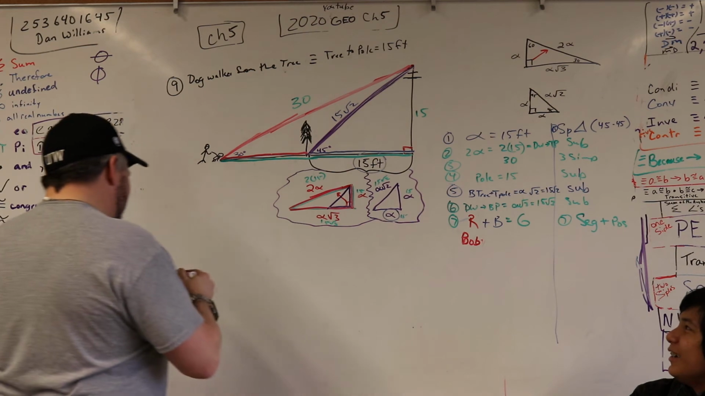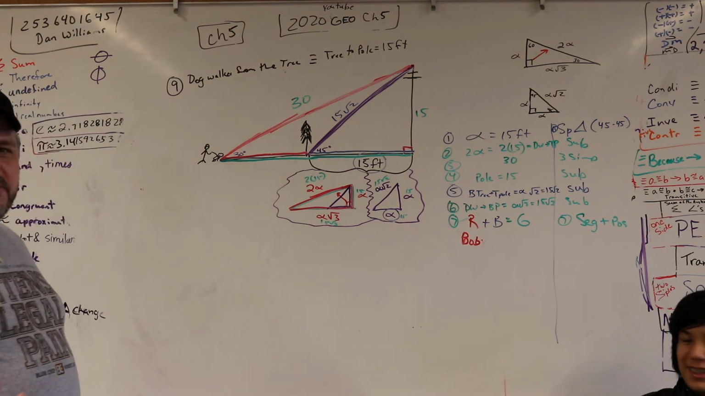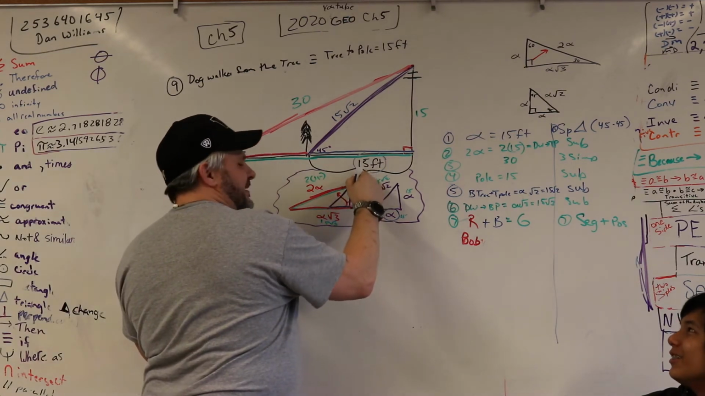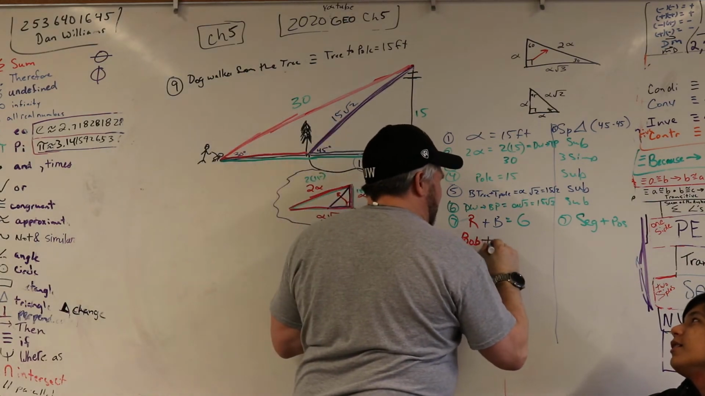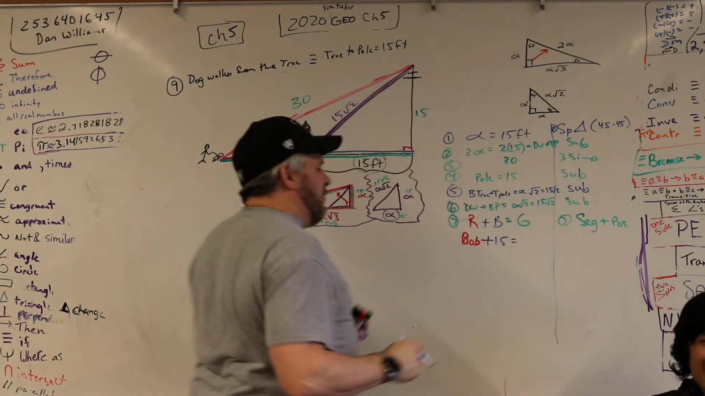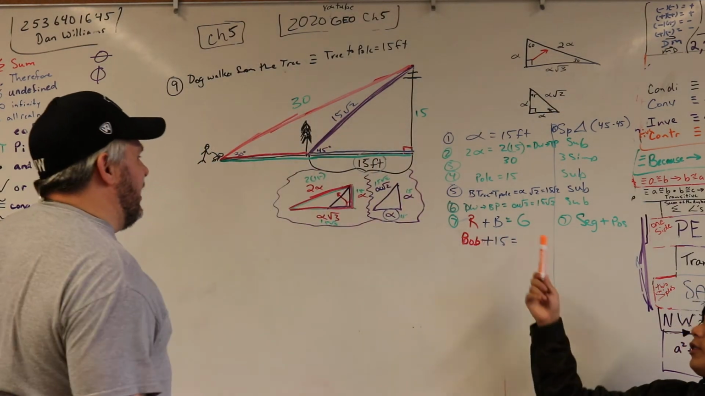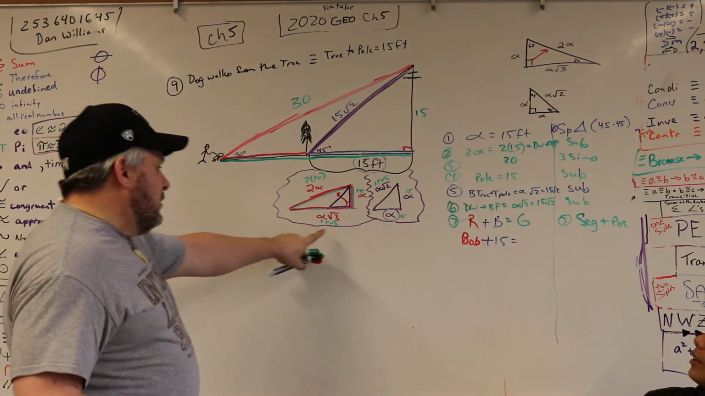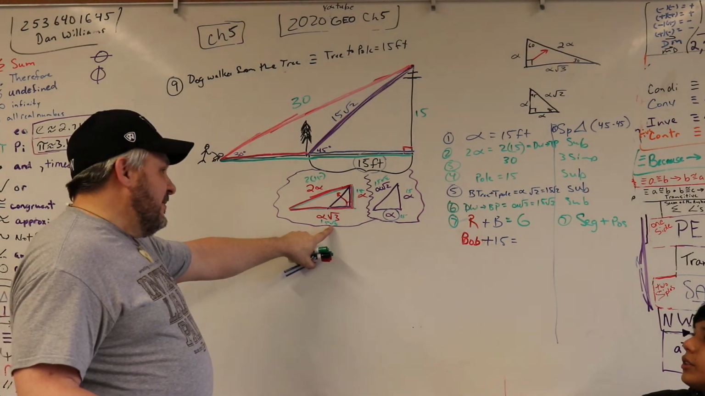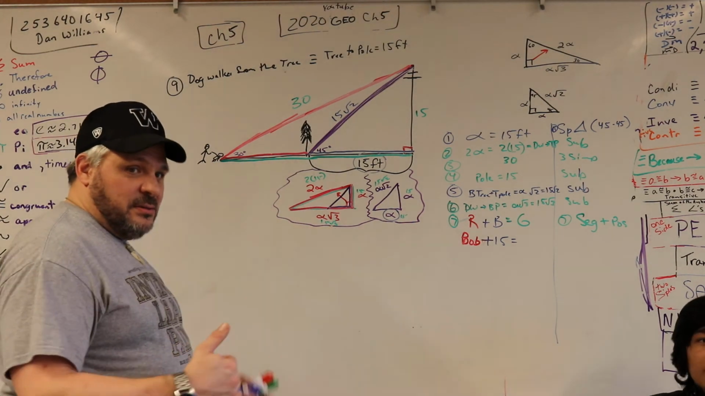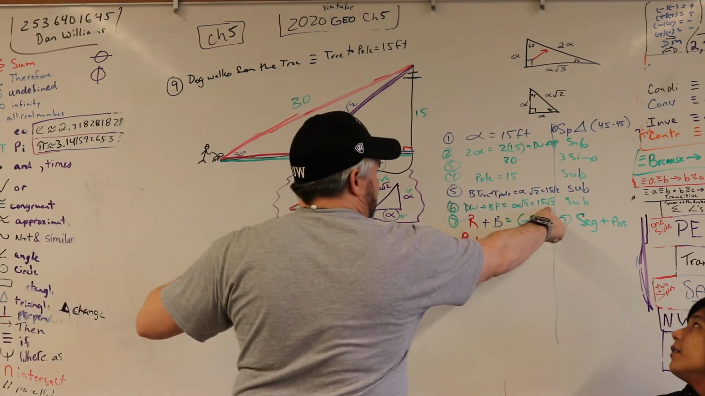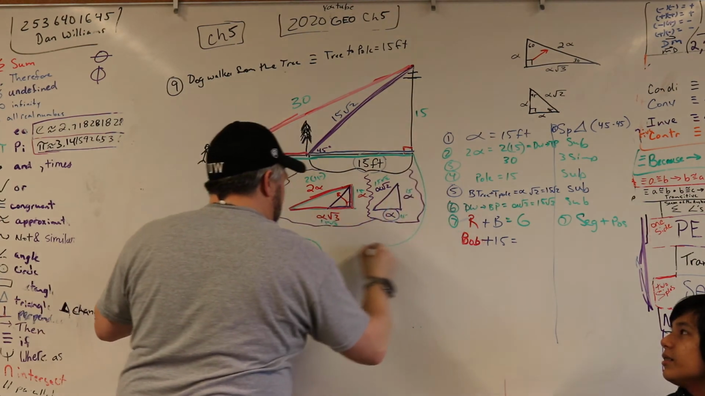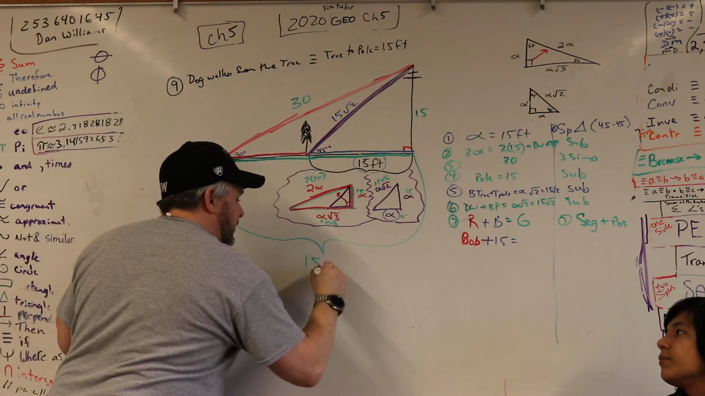Hey, Bobby. And do we know blue? What's blue? How much is blue? 15. So Bob plus 15 is equal to what? What's green? The whole distance from here to here is 15 square root 3, right?